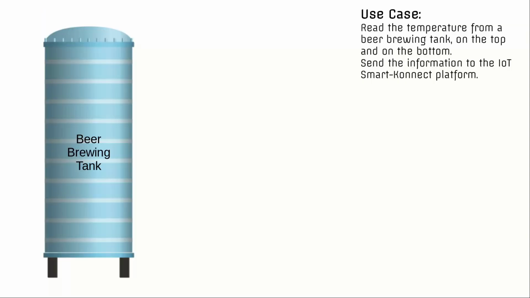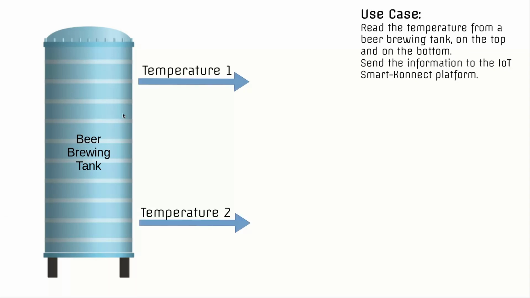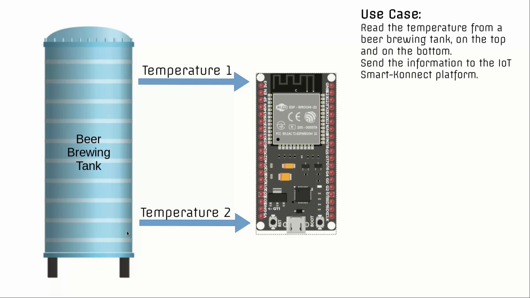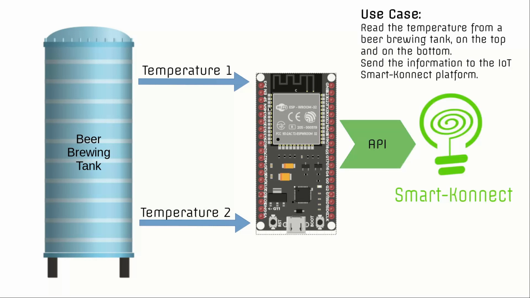So, let's start now. For this use case we will consider that we have a beer brewing tank, and that we need to control the tank temperature on the top and bottom zones. And for data repository and analytic, we will use the IoT Smart-Konnect platform. We will use an ESP32 to read the tank temperatures, and post the temperature information into the IoT Smart-Konnect platform through an HTTP JSON API.